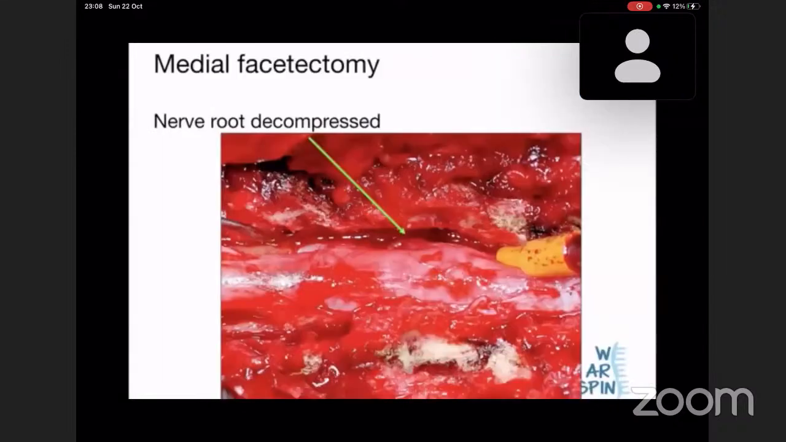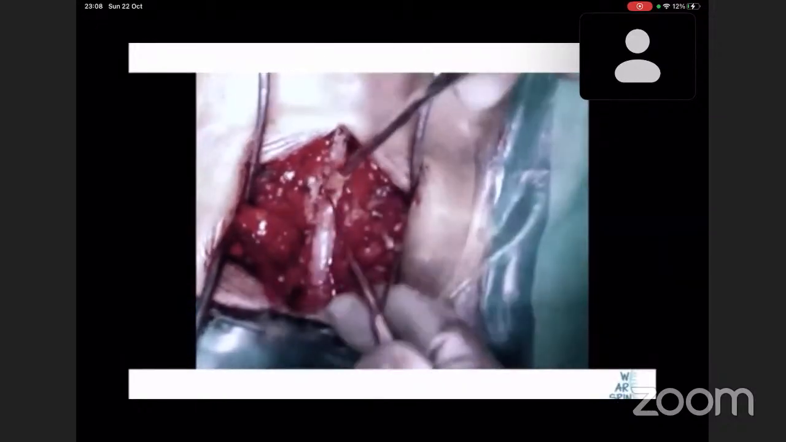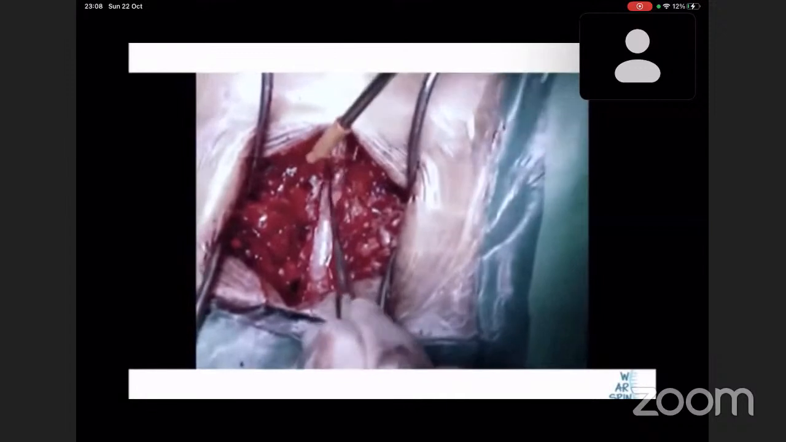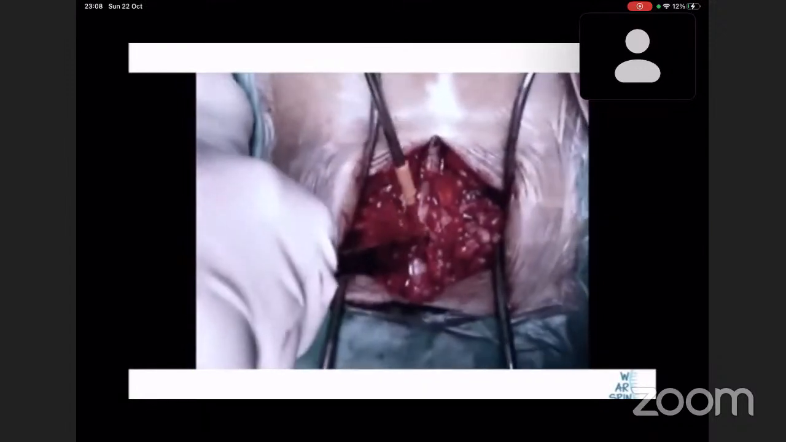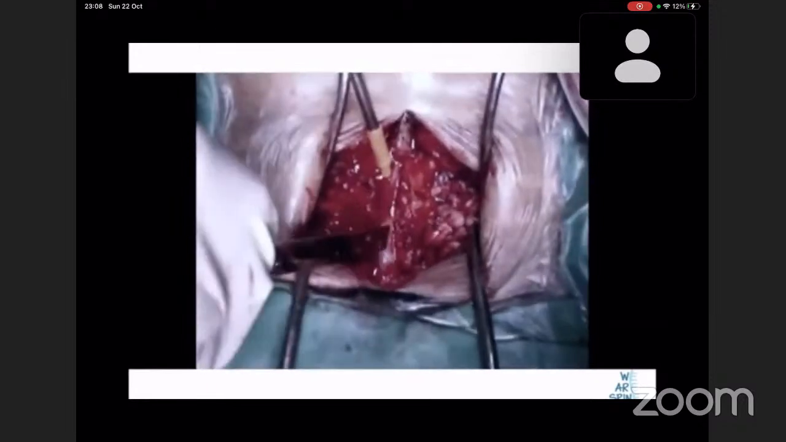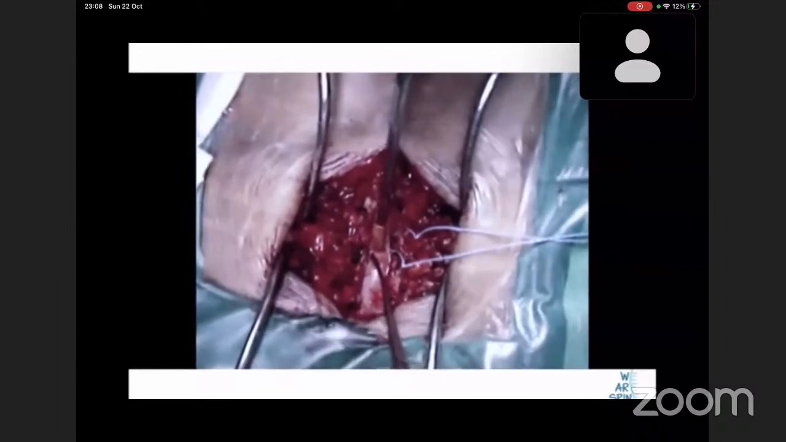So if you have done a good facetectomy, you will be able to identify the root underneath the pars exiting to the foramen. Once adequacy of decompression is checked, the area is then packed with the help of patties, and the facetectomy of the other side is done to get a good bilateral thorough lumbar decompression.